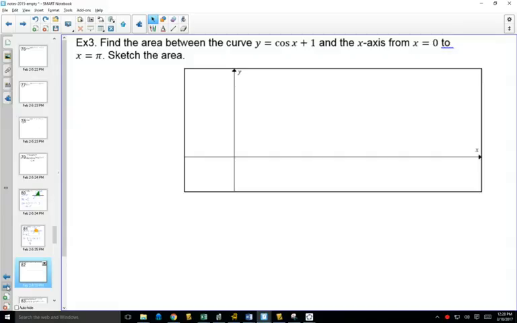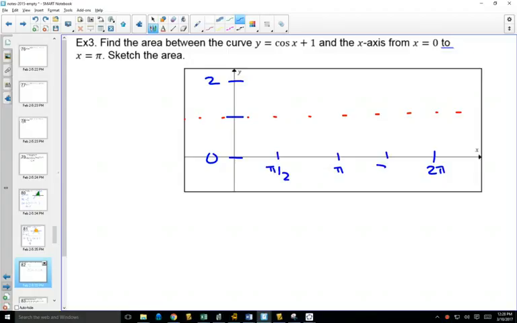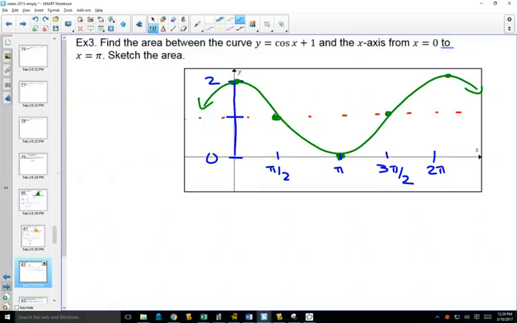How do you graph cos x plus 1? Well, it would have a sinusoidal axis at 1. It would have a maximum at 2, a minimum at 0. It has a period of 2 pi, so if you wrote 2 pi and split it into 4 equal sections, cos starts at a maximum, then goes to the middle, then to a minimum, then back to the middle, back to the maximum. So here is the cos graph that we're looking at, and we want to find the area between 0 and pi.